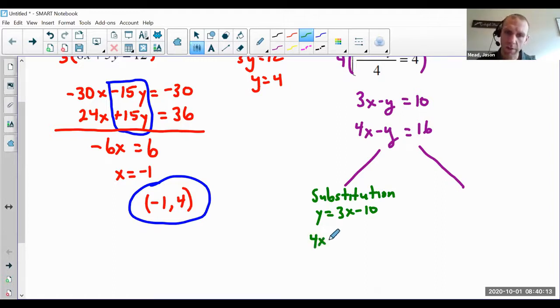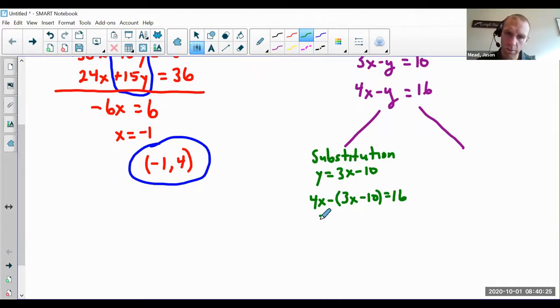So I have 4x minus 3x minus 10 equals 16. I can then distribute the negative 1, so 4x minus 3x plus 10 equals 16. I get x equals 6 after I simplify. So this becomes x. I subtract the 10 over.